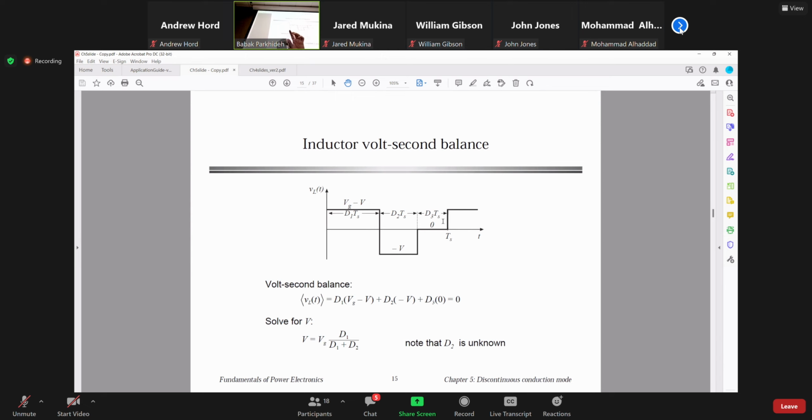Previously, you had D and D prime. Once you set D, D prime was complementary, so you had 1 minus D. But now, you don't control this part. This is defined by your circuit. So essentially D1 is your main duty cycle or D, but D2 is unknown. So you need to consider more equations to find the relationship between input and output.